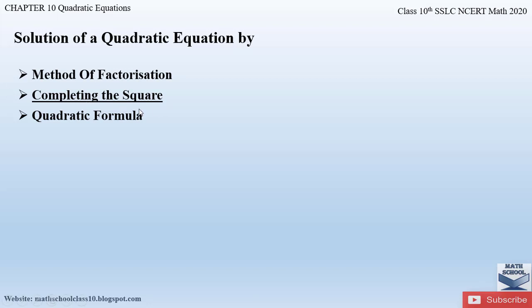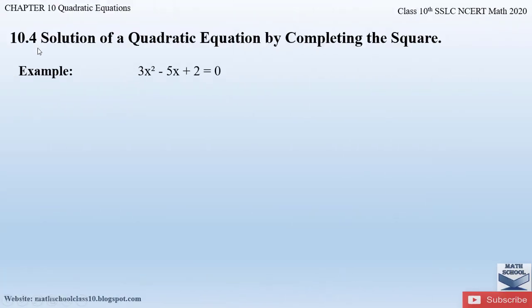So let me take an example from your textbook and let us learn how to find out the roots of a given quadratic equation by this method, that is completing the square. Section 10.4, solution of a quadratic equation by completing the square. So let us find the solution for a given quadratic equation by using the method completing the square. So this is the example given in our textbook, that is 3x square minus 5x plus 2 is equal to 0. So for this quadratic equation, let us find the roots by method completing the square.